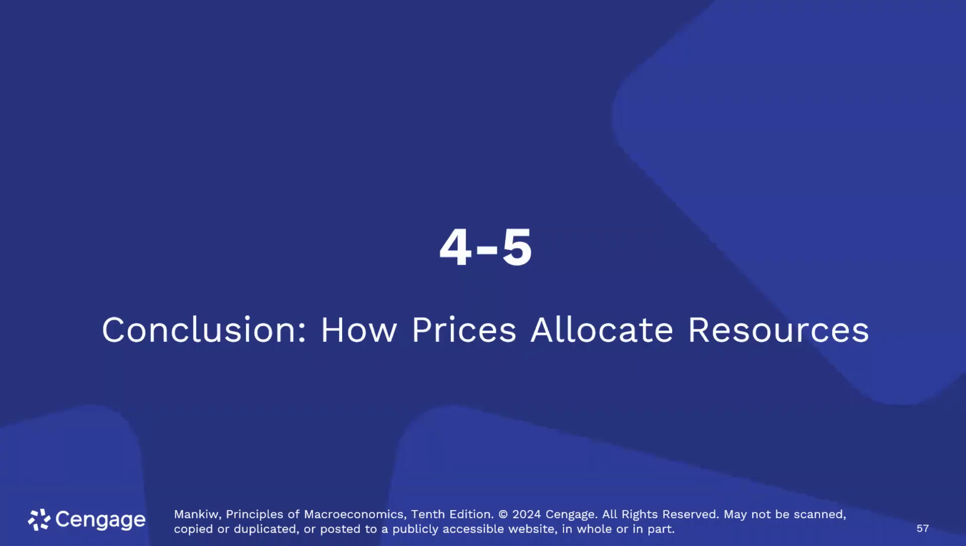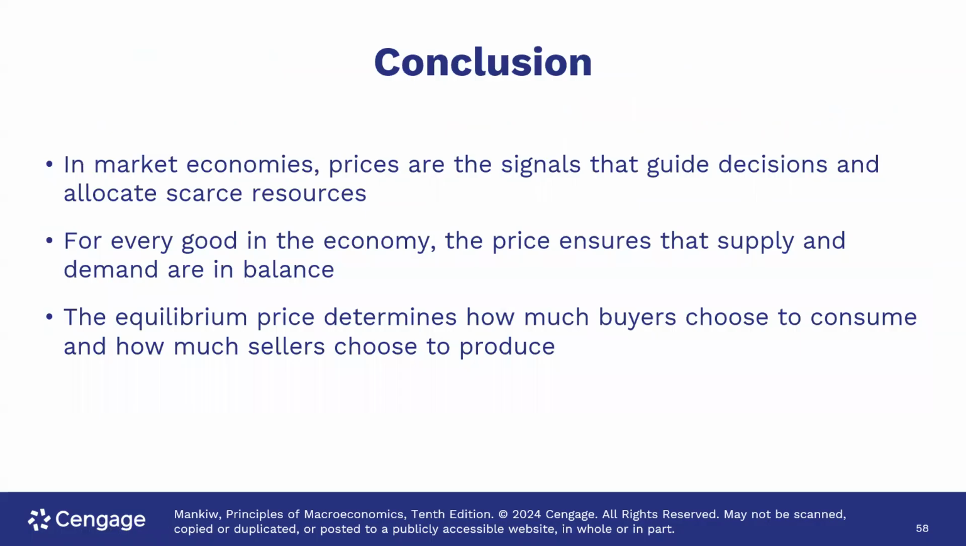Okay, so we come to a conclusion: how prices allocate resources. In market economies, prices are the signals that guide decisions and allocate scarce resources. Remember here, no one has the right to set the price. We don't have a central planner to set the price. That is a key feature of the market economy, and that is why we need a competitive market. In other words, no one has the pricing right.